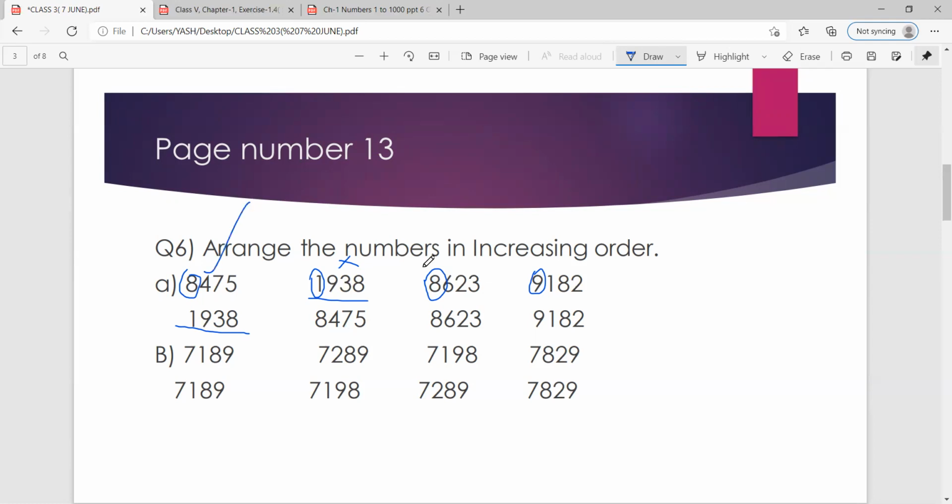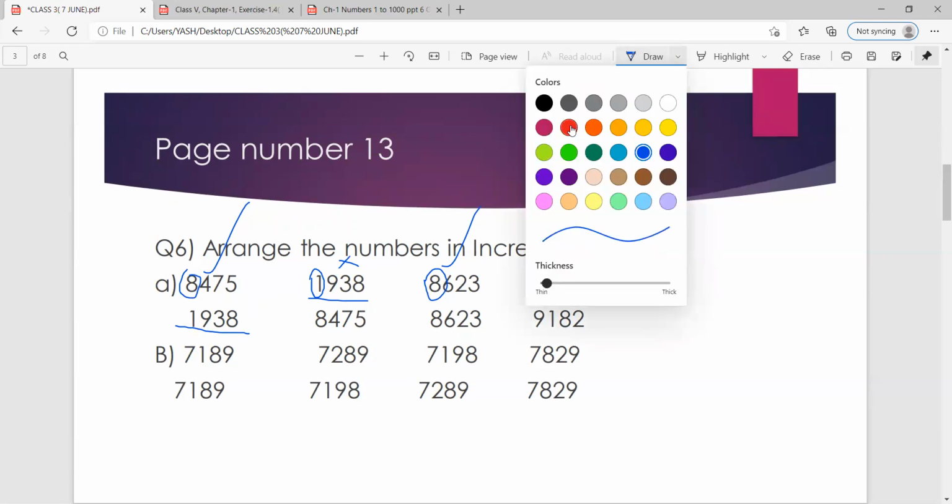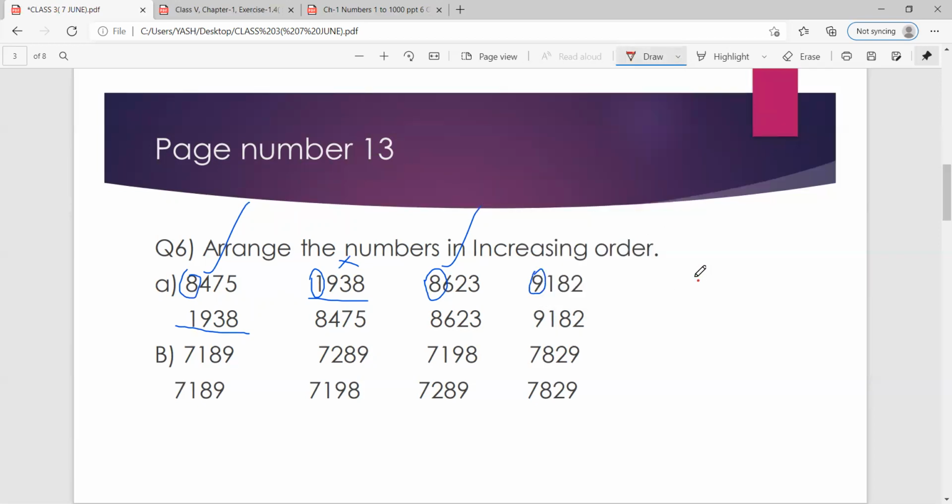That means we have to compare now between these two numbers. We cannot compare now with the first digit. That means we need to go to the next digit. Here next digit is 4. Here next digit is 6. So which one is small? 4 is small or 6 is small? Obviously 4 is small. So let's keep this number at second place. So let me cut it because I have already written here this number.